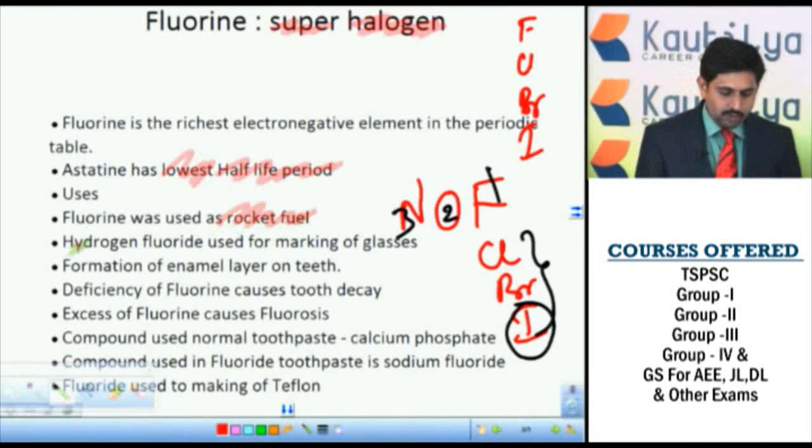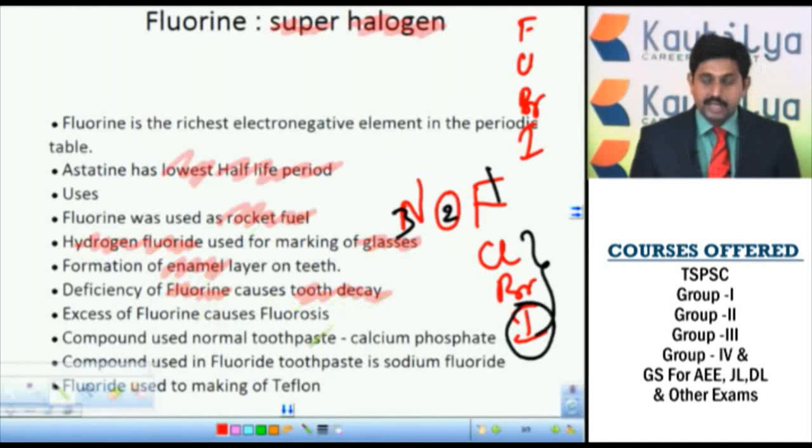Hydrogen fluoride, HF, is useful in the making of glasses. Fluorine is one of the constituents of enamel. Deficiency of fluorine leads to tooth decay. If the fluorine content is more, then it leads to fluorosis. Remember, deficiency of this one causes tooth decay.